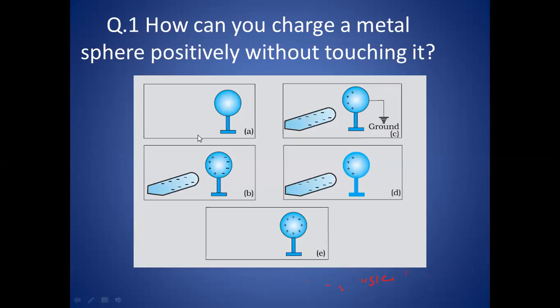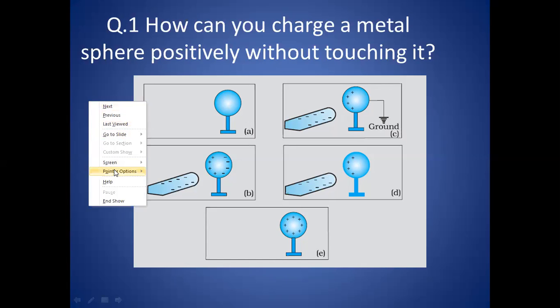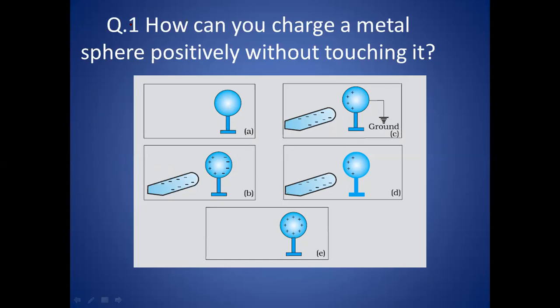Now a very important and interesting question I want to discuss here is: how can you charge a metal sphere positively without touching it? We do not have to touch it and we have to give it positive charge. How can we do that? This is a very interesting question.